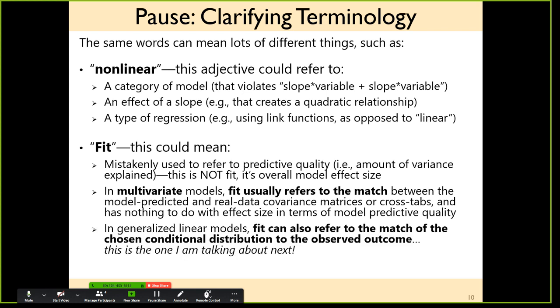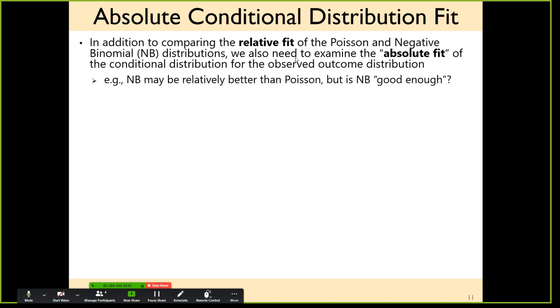What we're going to do to decide whether or not negative binomial is good or good enough is distribution fit. And it turns out that there is a way to assess that. You just have to know how to ask for it in your software packages. So we can look at both relative fit and absolute fit to decide which distribution is going to be appropriate.